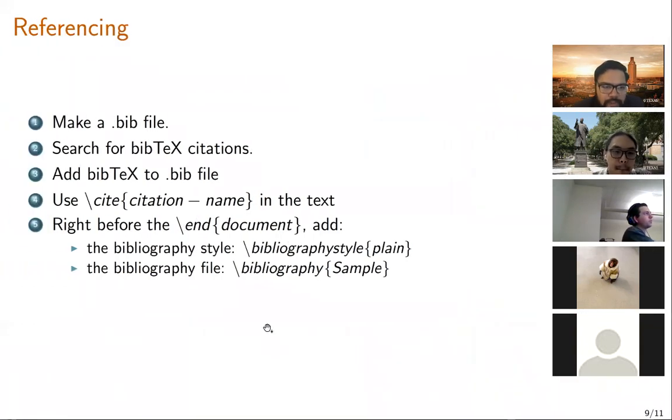This is a very introductory class, so I want you all to definitely try referencing. It's a very crucial thing. All you're supposed to do is make a .bib file, then search for BibTeX citations, add the BibTeX to the .bib file, and use \cite to have it in the text. But to connect the .bib file to your main file, you have to use \bibliography. There can be different styles of bibliography. People use IEEE, or you can have different types of bibliography style. So that's how the referencing works.